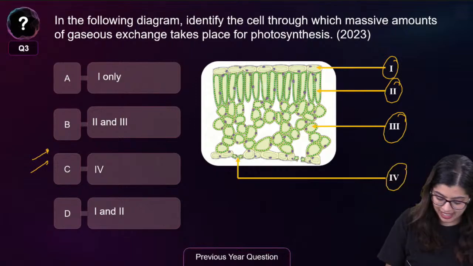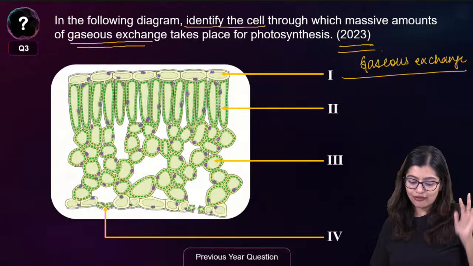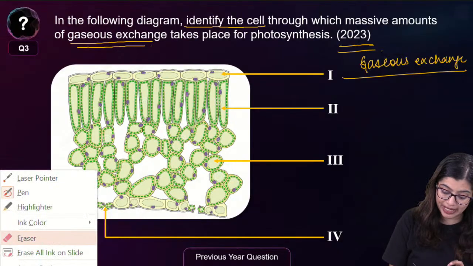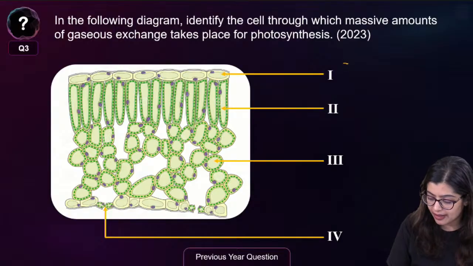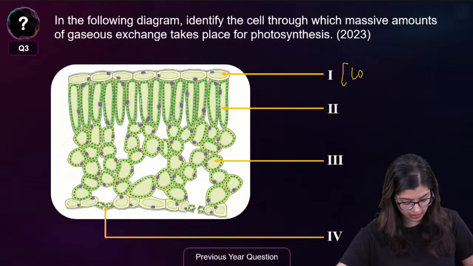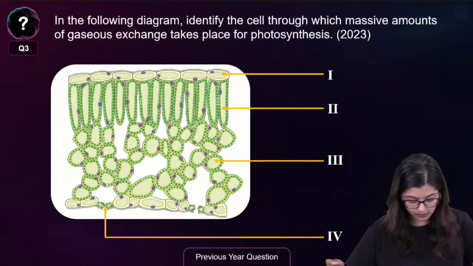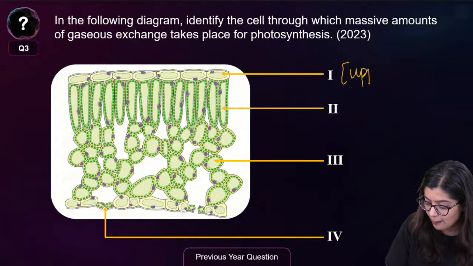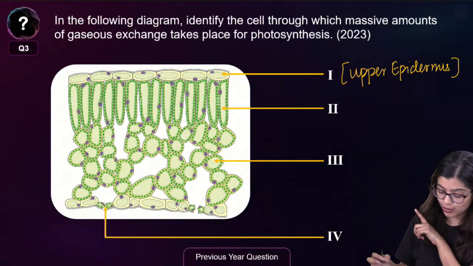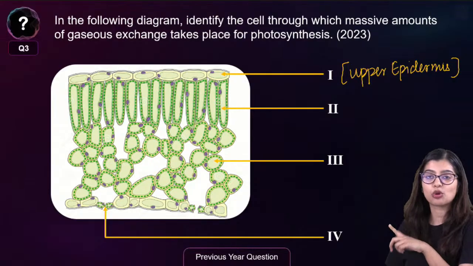Hello. Yes, awesome. Many of you are saying C, but I can see some students who have gotten confused with B, right? Now, what is 1? 1 right here is the upper epidermis. Yes? So, why am I telling it is the upper epidermis? This is how you will get the question in your boards, okay? Because you cannot see any stomata in it.